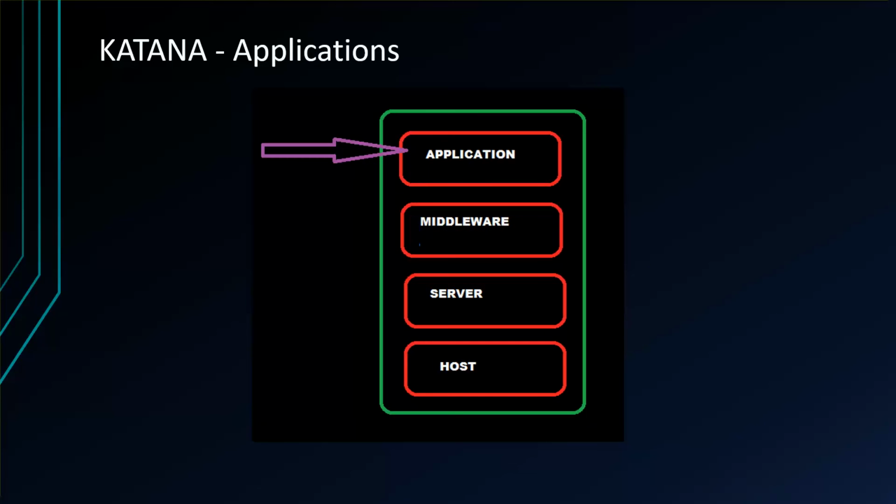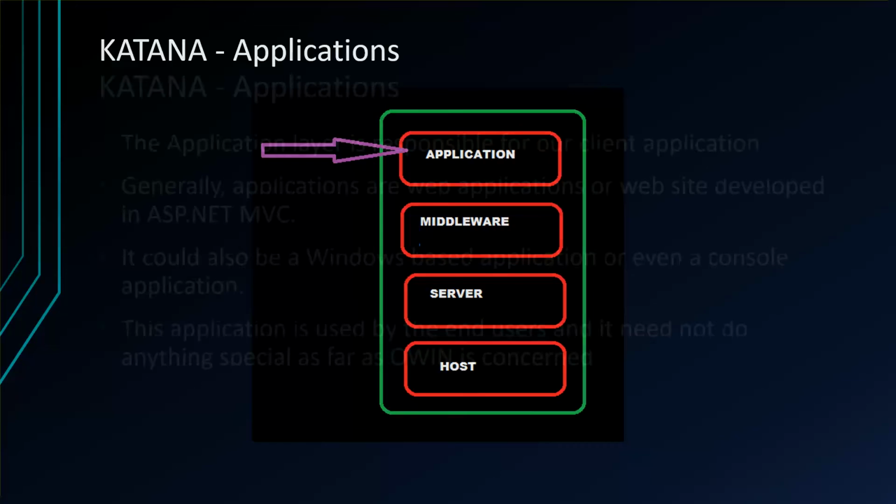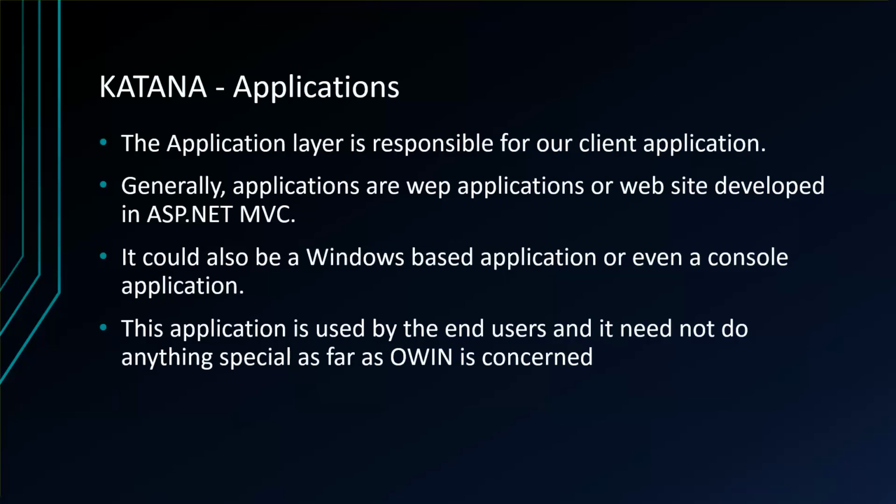So let me start with the first layer, which is the application. The application layer is responsible for our client application, generally ASP.NET MVC web pages, and it could also be a Windows application, even sometimes a console application. These applications are mainly concentrated on by the users. They're really not bothered about what is special about Katana and all those things. But this layer is still common. Right now we are using that one in current applications as well.